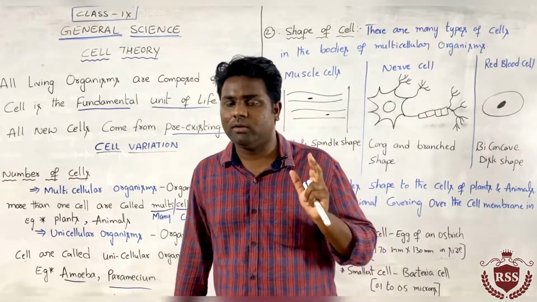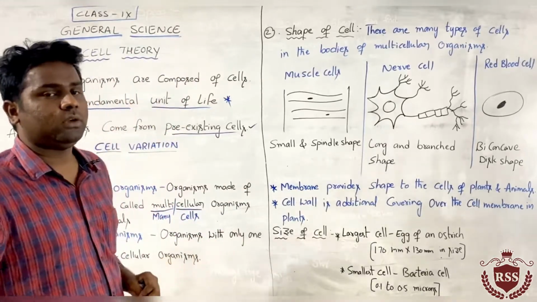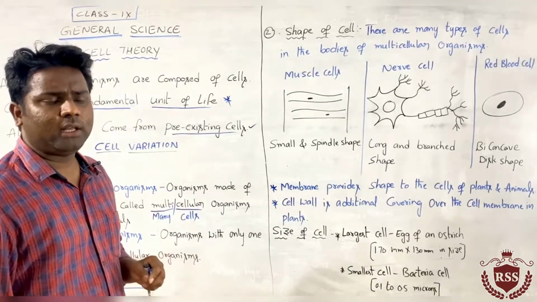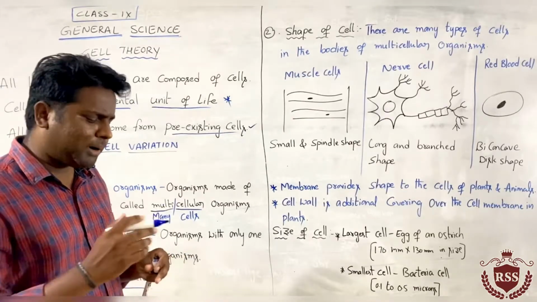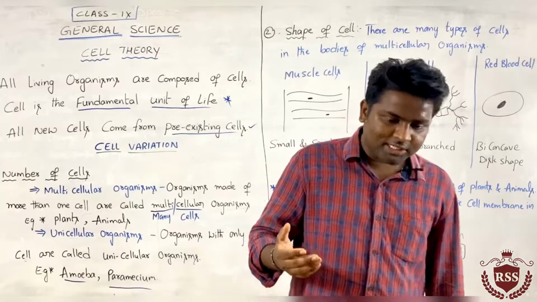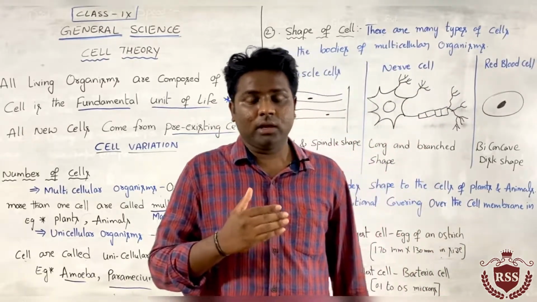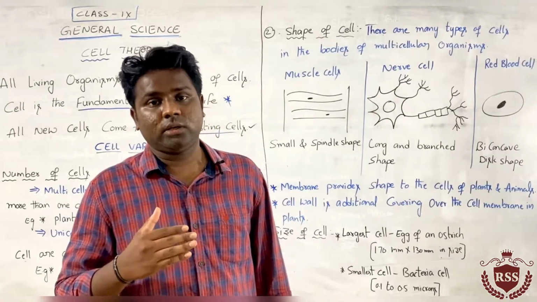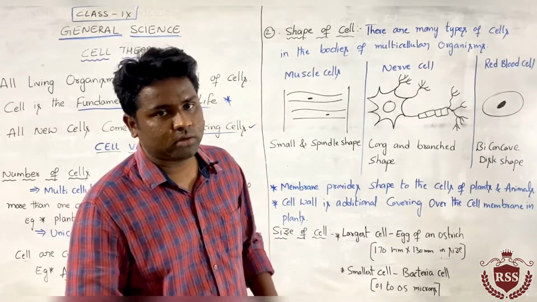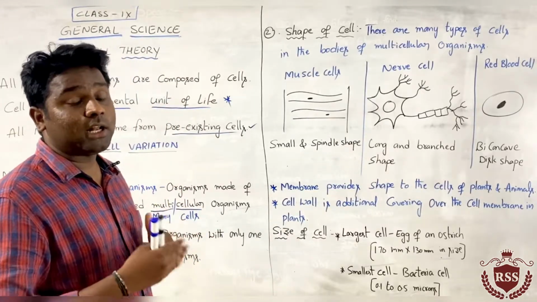Clear everyone? Then coming to shape of the cell. There are many shapes in multicellular organisms. Multicellular organisms means animals and plants. If you compare, there are so many different shapes in multicellular organisms.